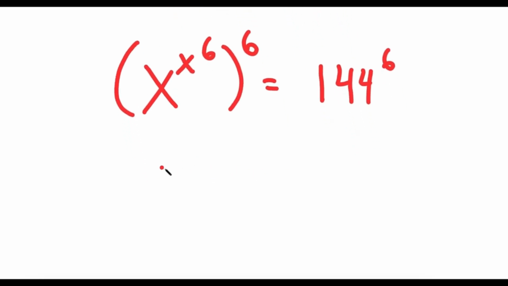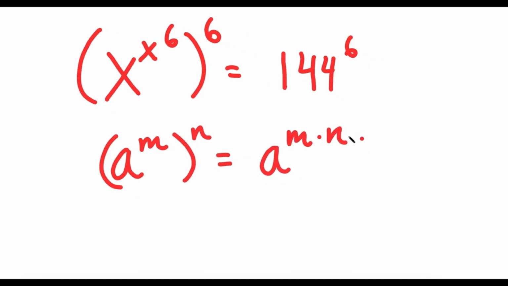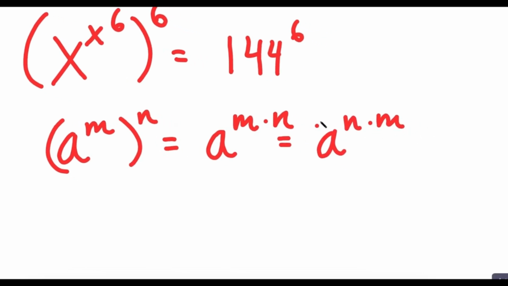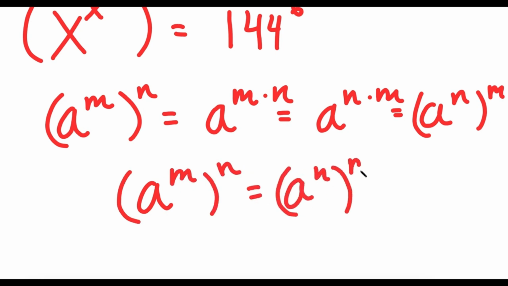Now, if I have something in the form a to the power of m to the power of n, this is equal to a to the power of m times n. And m and n, I can switch these two. So this is equal to a to the power of n times m. Now, if a to the power of m times n is equal to a to the power of m to the power of n, then a to the power of n times m, this should equal a to the power of n to the power of m. Meaning, a to the power of m to the power of n is equal to a to the power of n to the power of m.